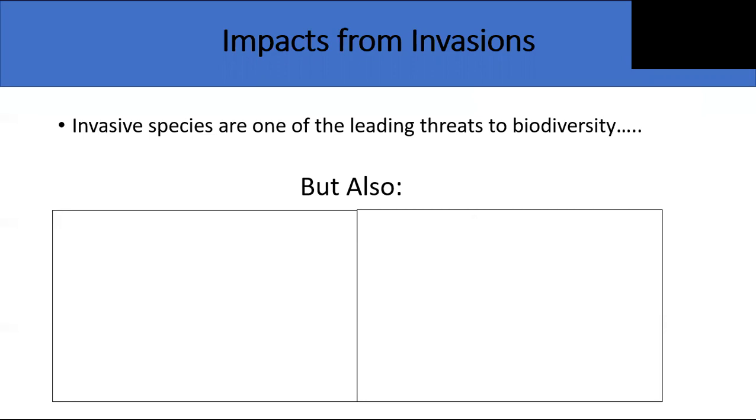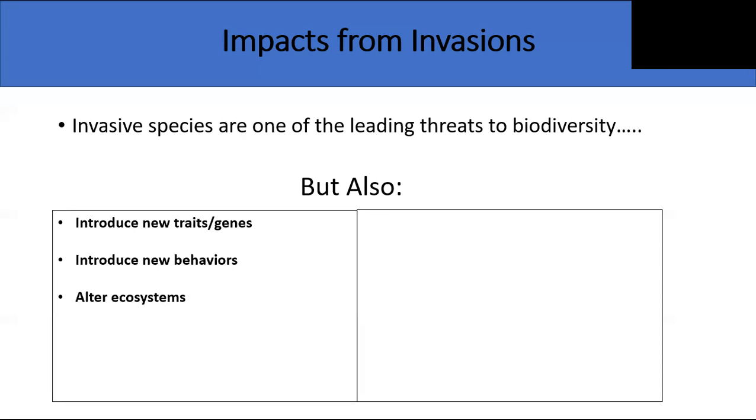invades a new area, native biodiversity can decrease by a lot. But there's also things like invasives can introduce new traits and genes, which may not be a bad thing. Maybe the population needs new genes, but it can also create hybrids that are not healthy or viable. Introduce new behaviors. You have native species that may be temporarily avoiding invasive species and changing their behavior in that manner. Of course, I showed you examples of invasive species altering ecosystems as they move around.